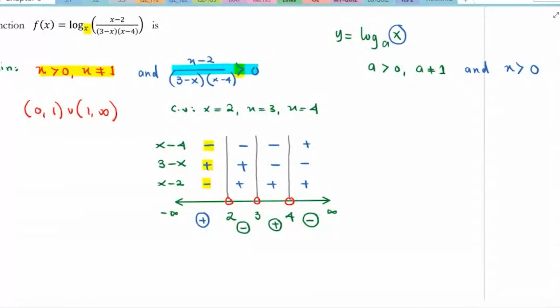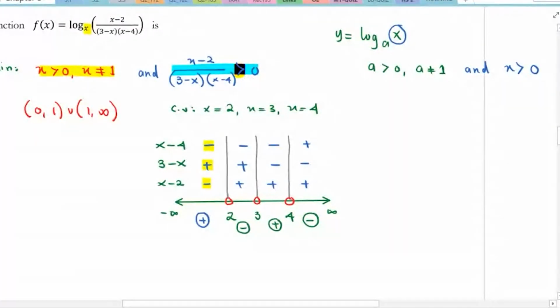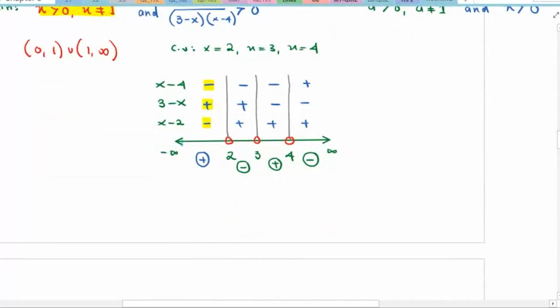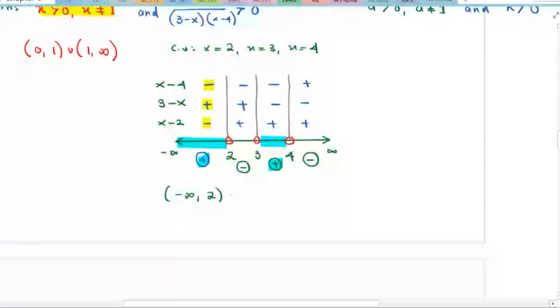We have the interval to be strictly greater than. And when we say greater than, gentlemen, we are going to pick positive, right? So here we are going to pick this interval, which is positive, and also this interval, which is positive. So what do we get? We get minus infinity to 2, union from 3 to 4.